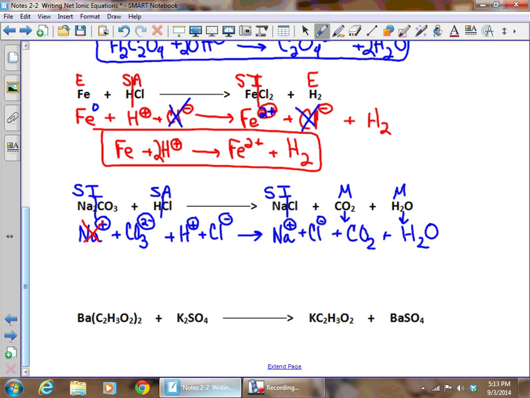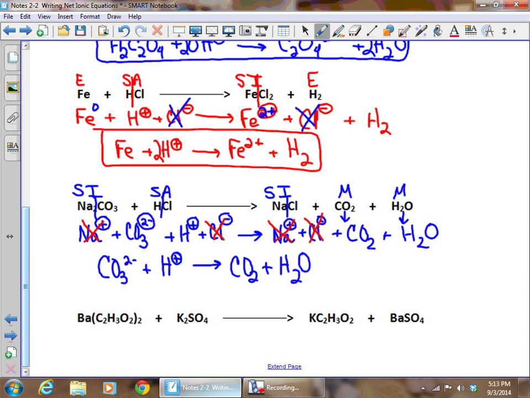Hopefully you saw that sodium, the sodium ion, appeared identically on both sides, and so did the chloride ion, identically on both sides. So what are we left with? We are left with the fact that CO3 2 minus plus H plus yields CO2 plus H2O.